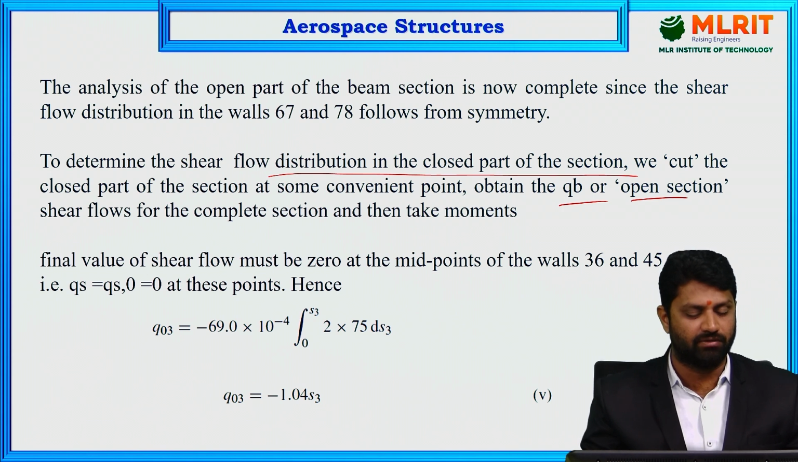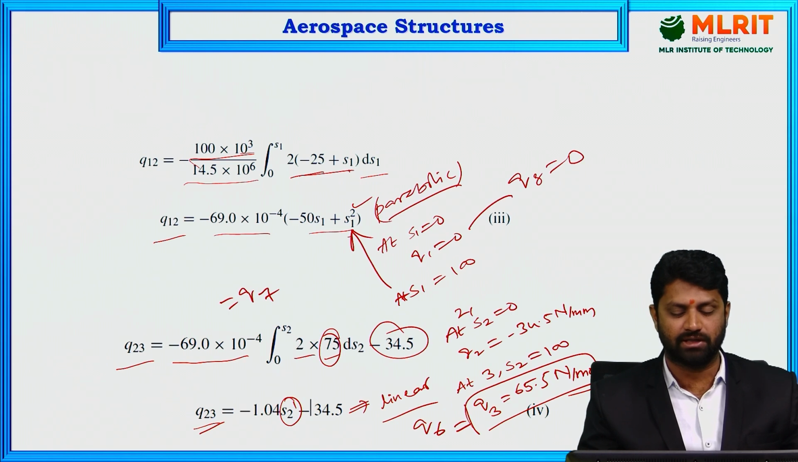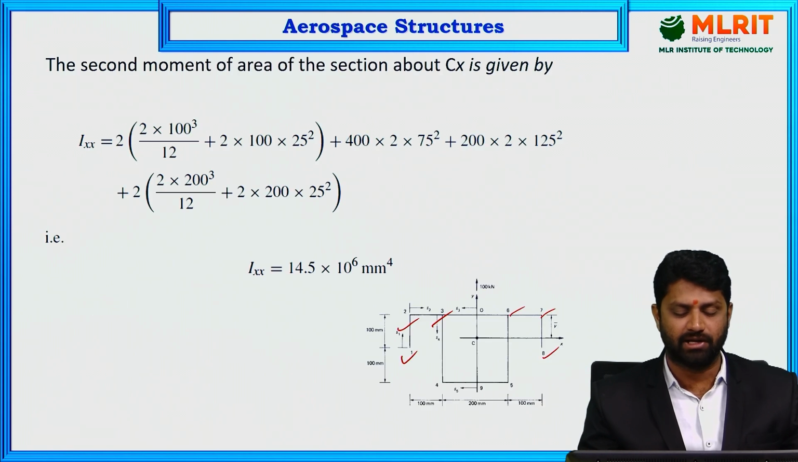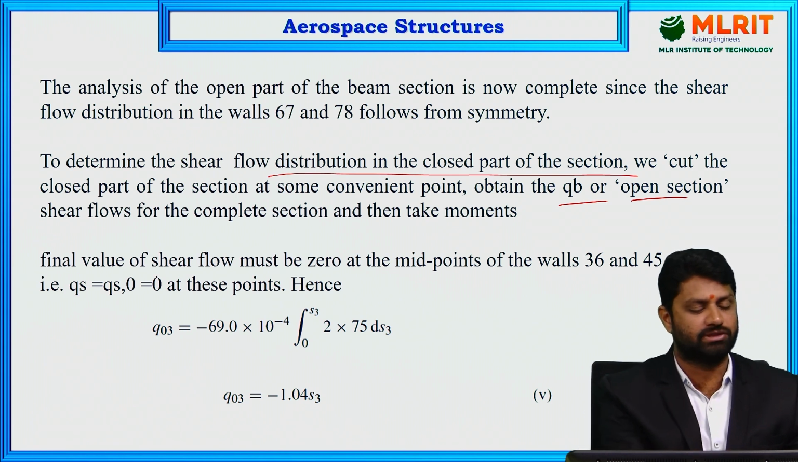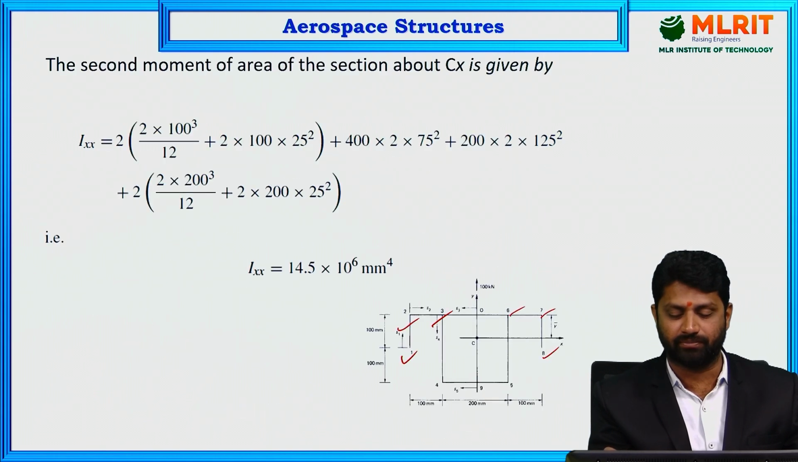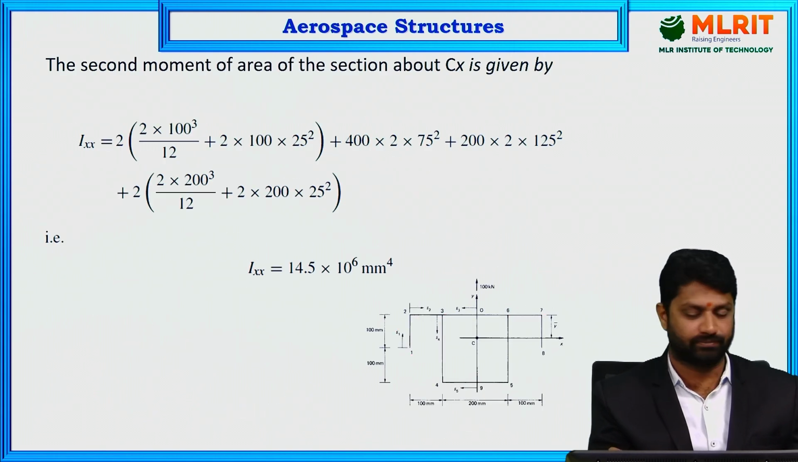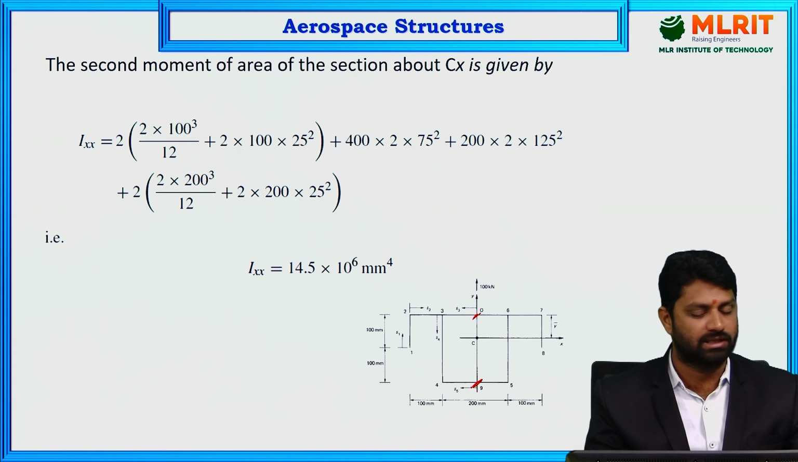So the final value of the shear flow must be 0 at the midpoints of walls 3, 6 and 4, 5. If you look at that diagram, the final shear flows must be 0 at the midpoints of the walls 3, 6 and 4, 5. So let's look into 3, 6 and 4, 5. That is, the final shear flow must be 0 here and here for the closed section. That we will see here.